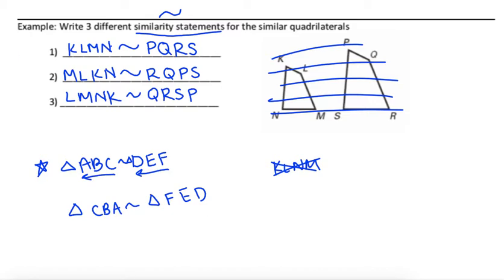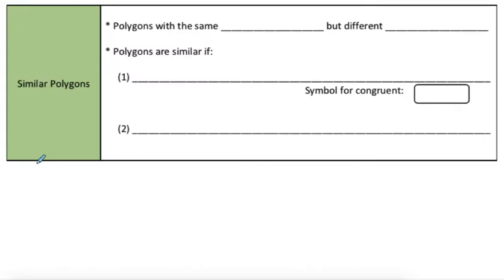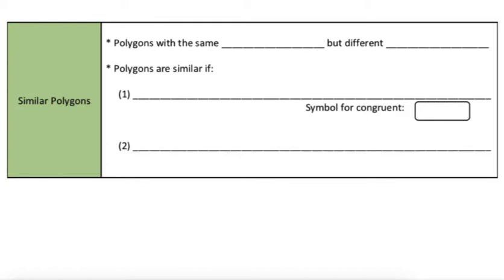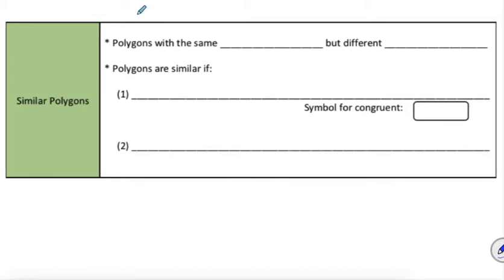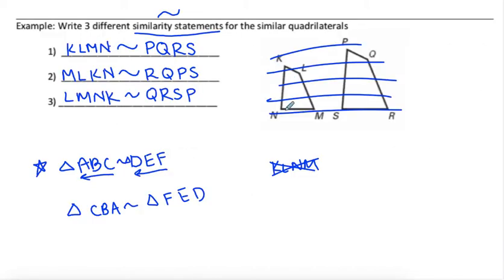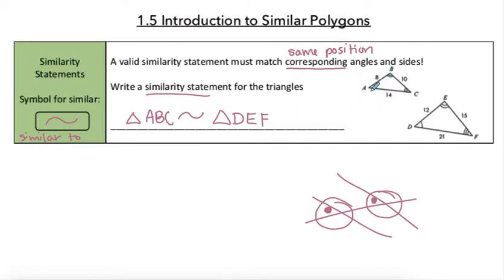All right, in addition to setting up this similarity statement, there are parts that we have on these similar figures. So if I want to say these two objects are similar, this is going to be polygons that have the same shape but different sizes. So these figures were the same shape, but they're different sizes, so they're not the exact same. That's why they're similar to each other. Same with these two. These are the same shape, they're the same triangle, but they're not the same size. This one's larger, this one's smaller.